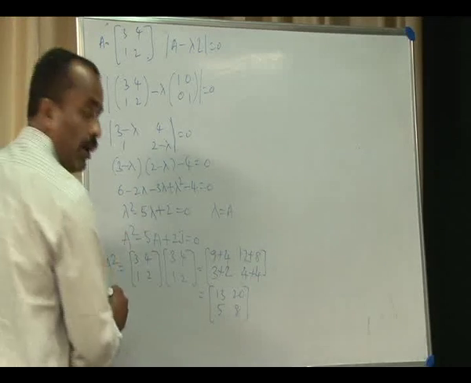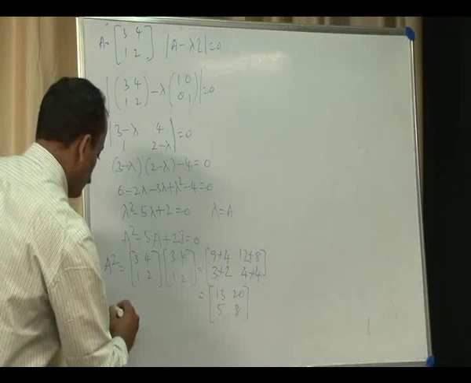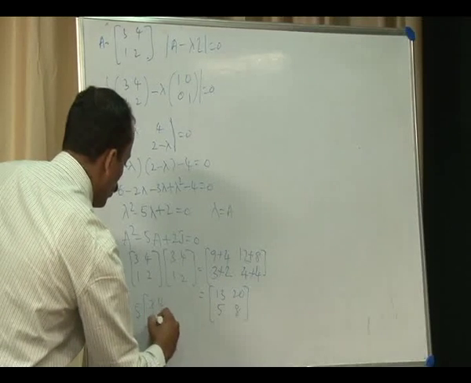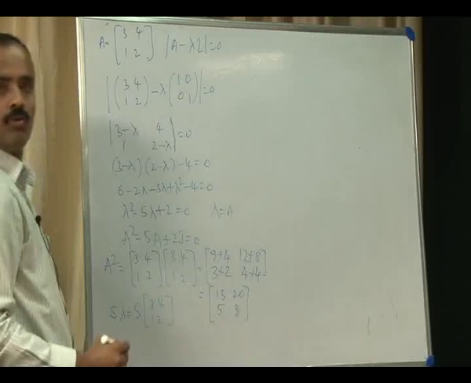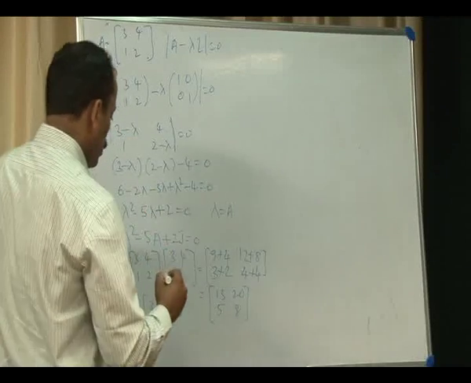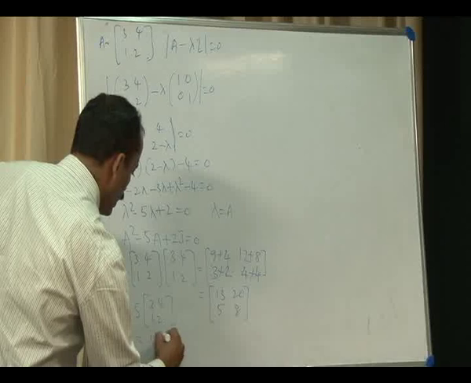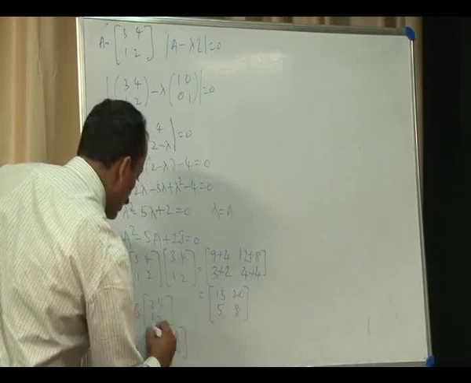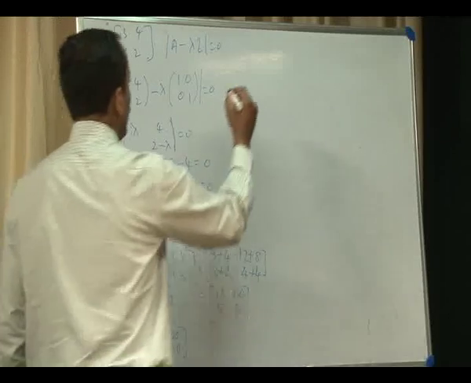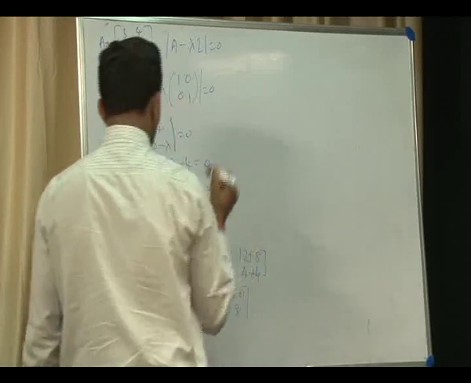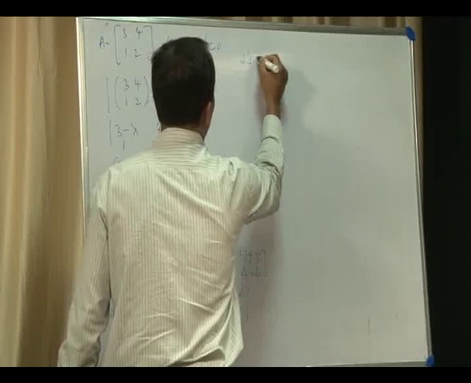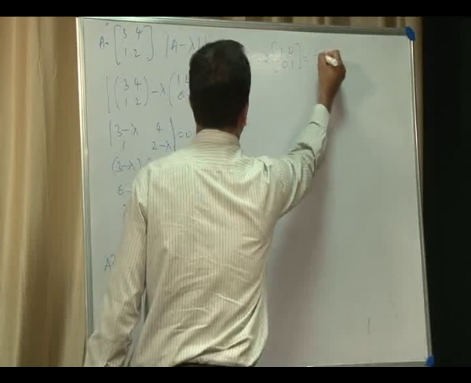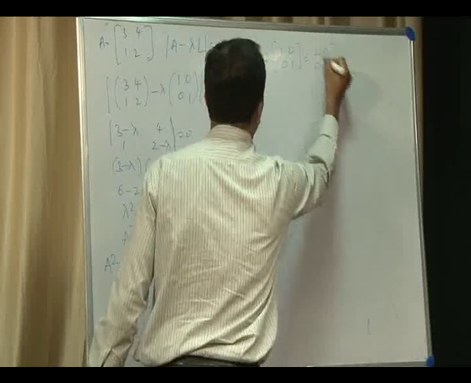Next, 5A, that is 5 into [3 4; 1 2], which is equal to [15 20; 5 10]. This is 5A. Next, 2 into I, 2 into [1 0; 0 1], that is equal to [2 0; 0 2].